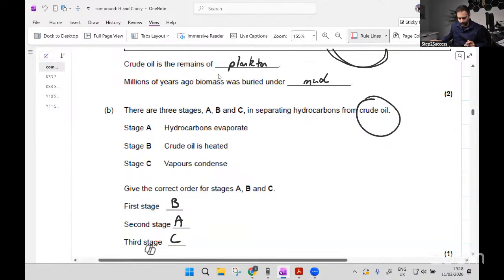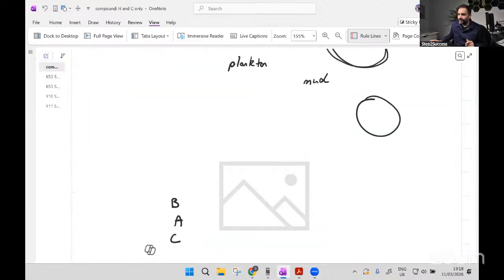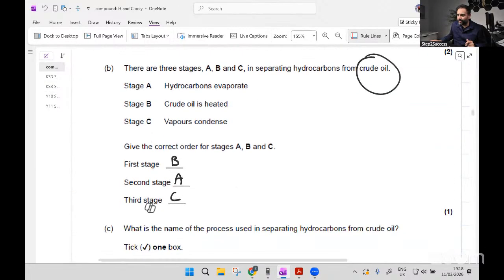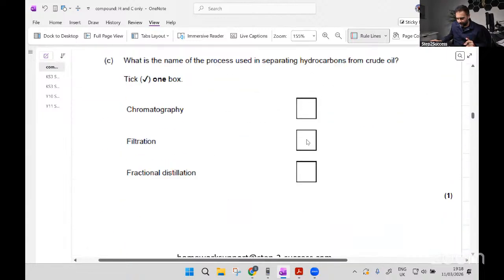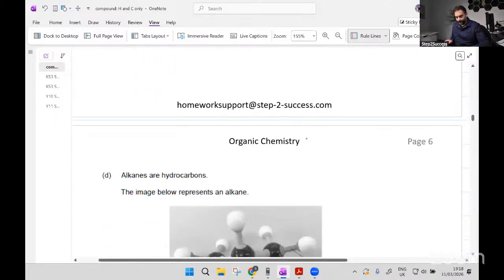This is booklet one. It is indeed booklet one, I believe. Yeah, because that's two and that's three. Yes, it is one. So if you have any other questions, I want to do question two to six because I'm going to do a lot of them because it's quite a difficult topic. The name of that entire process is called fractional distillation.